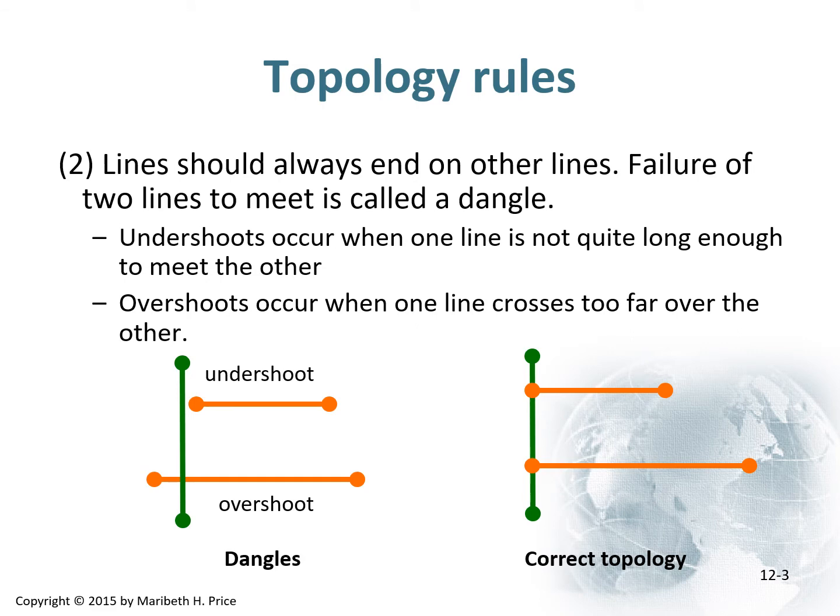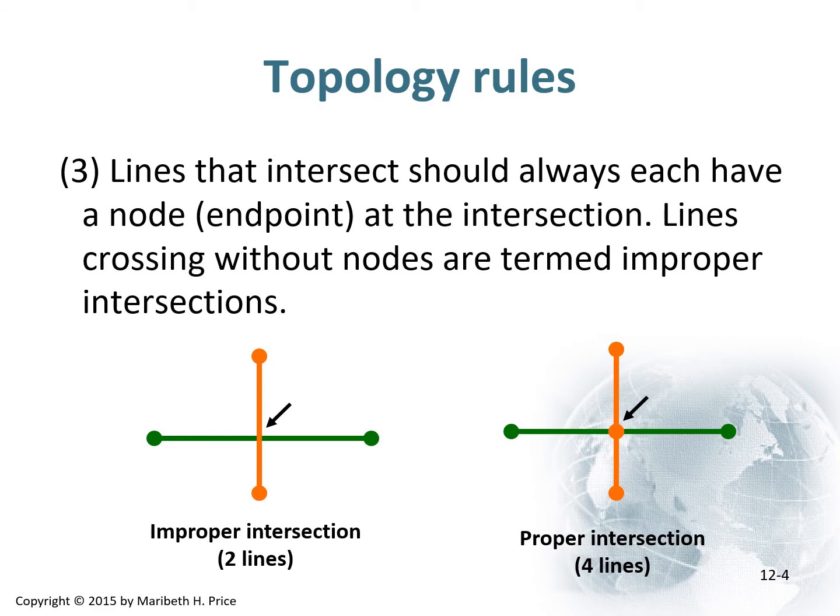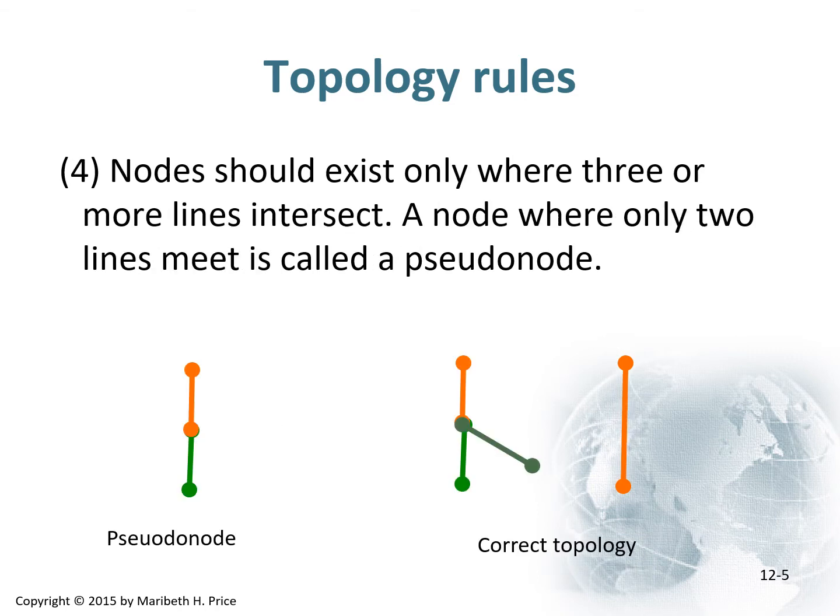Second one would be things like lines should always end on other lines. Failures of two lines to meet is called a dangle. Undershoots occur when a line is not quite long enough. Overshoots occur when one is too long. If you have a node or endpoint at the intersection, lines crossing without nodes are termed improper intersections. Lines intersecting at a node where there are only two lines meeting is called a pseudonode.